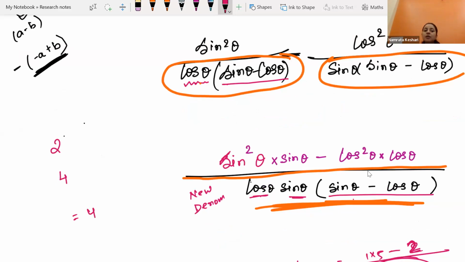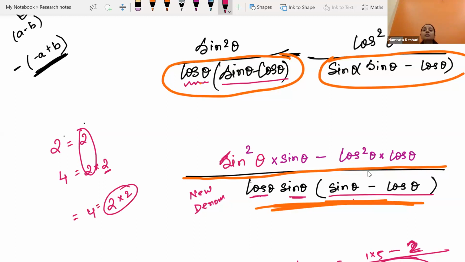How did it become 4? Because 2 means just 2 and 4 means 2 into 2. So for the LCM, what we do is first write the common factor, that is 2, and then we take all the extra factors also, that is 2. And from here the result came out as 4. Okay, ma'am. Getting it? Yes, ma'am.